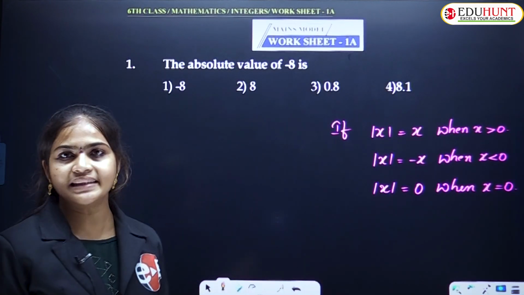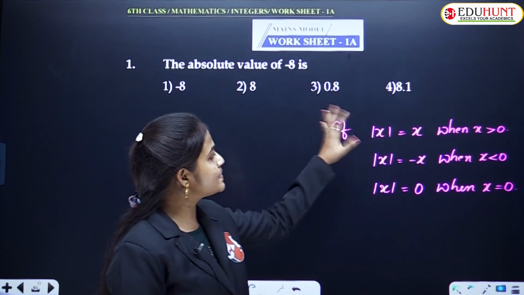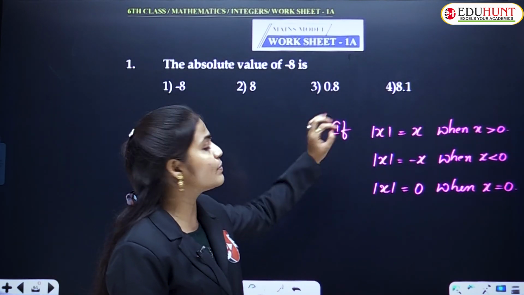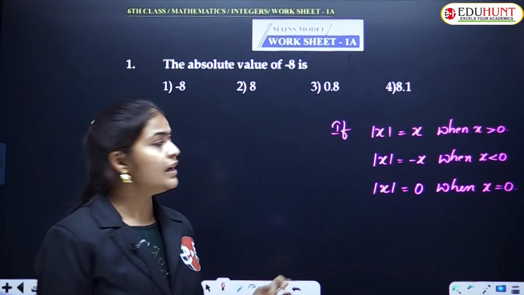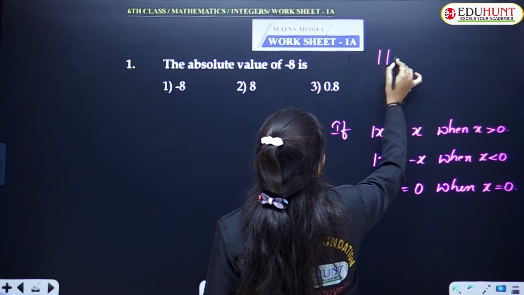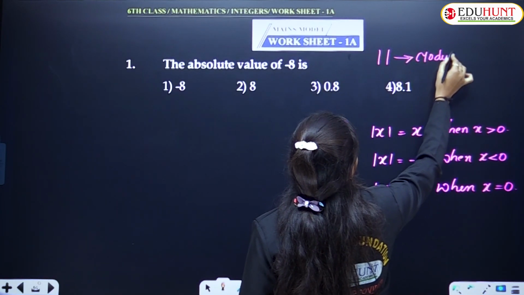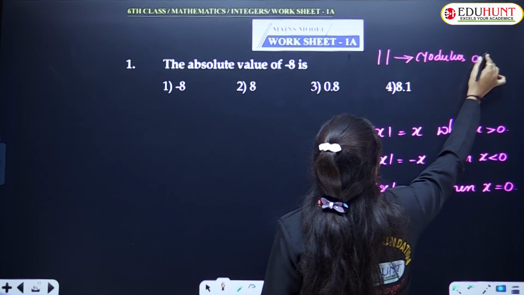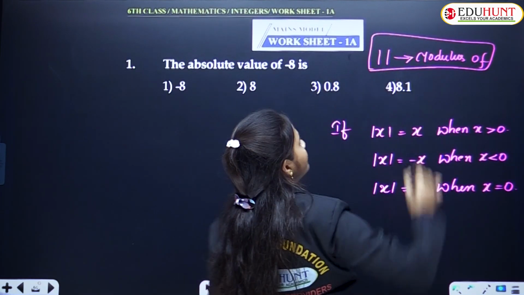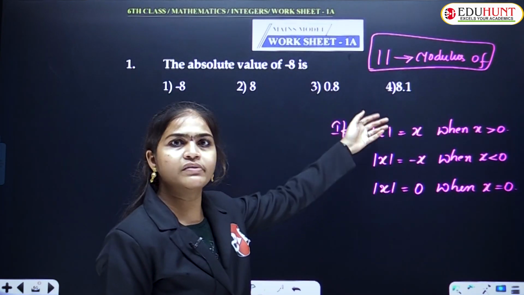Understand? Here we have the three conditions. What are those three conditions? The first one is the absolute value. The absolute value we can represent as a modulus. Modulus of x. That symbol is called modulus of. Inside it, whatever is there, we will pronounce that.